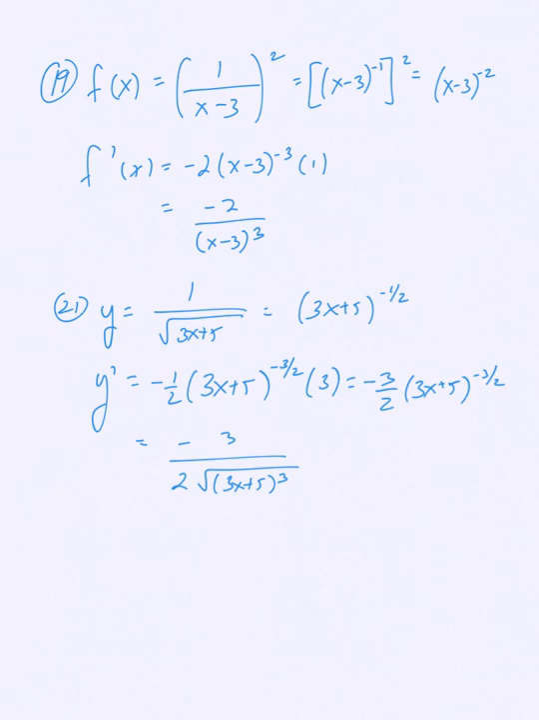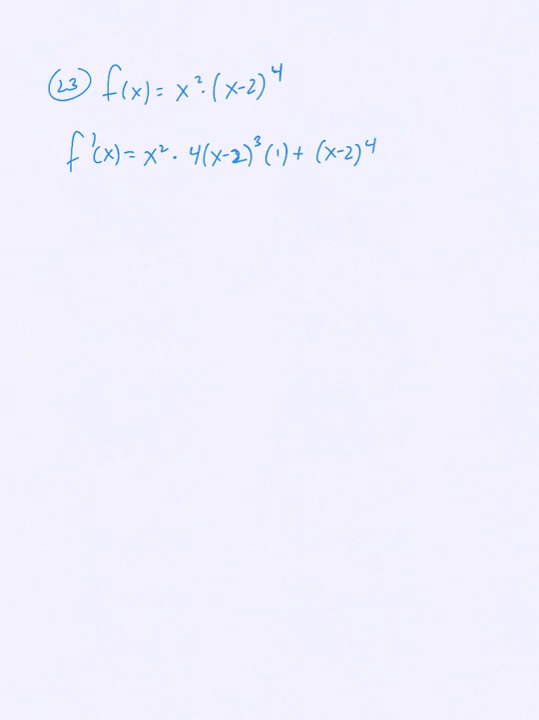Next is 23. I'm not sure I've got room for that. Okay, 23. I've got x squared times x minus 2 to the 4th. Okay, this is a nice product rule problem. We could expand all that, but that sounds horrible. So first, derivative of the second. And now the derivative of what's inside is just 1 plus the second times the derivative of the first.